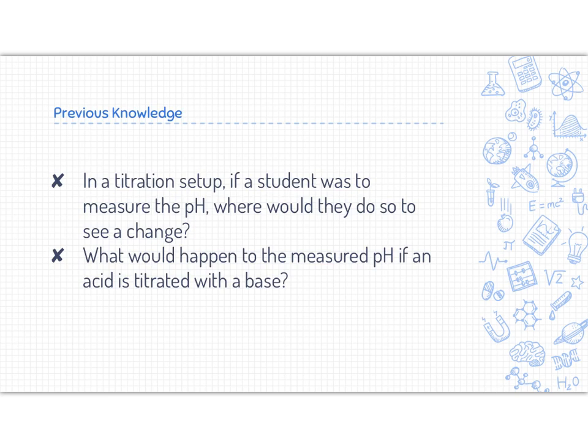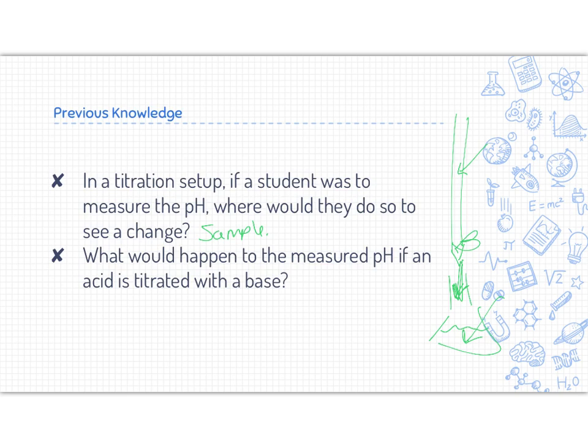So in a titration setup, if a student was to measure the pH, where would they do so to see a change? And what would happen to the measured pH if an acid is titrated with a base? To see a change in pH in our acid-base titration setup, the pH is constant within our titrant in our burette. Therefore, if we want to see the pH change, we need to be looking at the sample. So it would start with the pH of the sample, and then as I add titrant, the pH will increase or decrease depending on whether it's an acid and a base or a base and an acid.